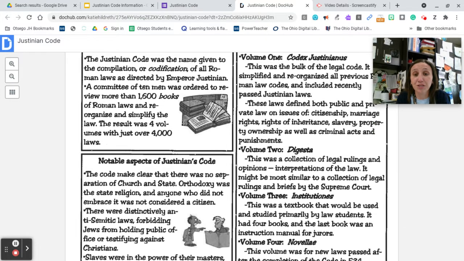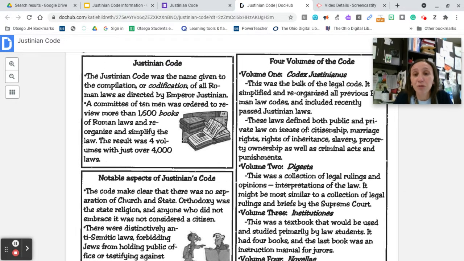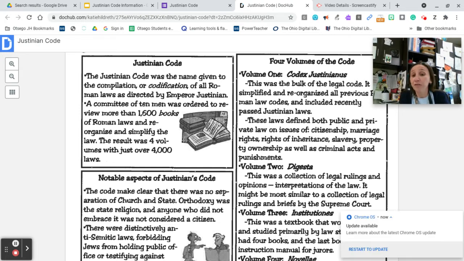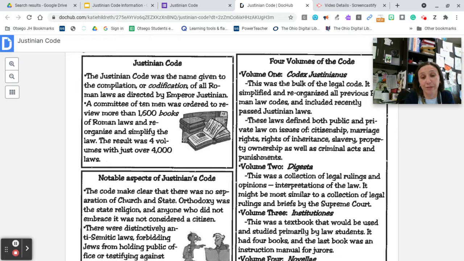Now we're going to jump into the volumes. So there were 4 volumes. Volume 1, Codex Justinianus. This was the bulk of the legal code. It simplified and reorganized all previous Roman laws and included recently passed Justinian laws. These laws defined both public and private law on issues of citizenship, marriage, rights of inheritance. Now, if you're like, what is inheritance? Inheritance is something like money, property, things that you receive after someone passes away. Slavery, property ownership, as well as criminal acts and punishment.